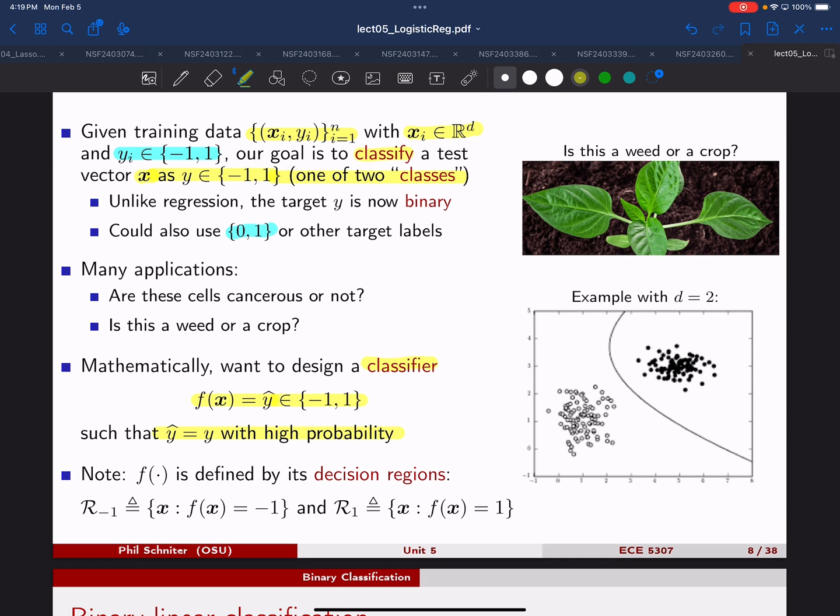Okay. And then as we said before, we can think of f as defined by decision regions. On the right, we have a picture of one decision region, which is anything to the left of this curve. The other decision region is anything to the right. In terms of the math, this region is the set of all x vectors such that our classifier returns -1. This is the region associated with -1. And then the region associated with 1 is the set of all vectors for which the classifier returns 1. So one region would be this, the other region would be this. All right. Any questions on this?